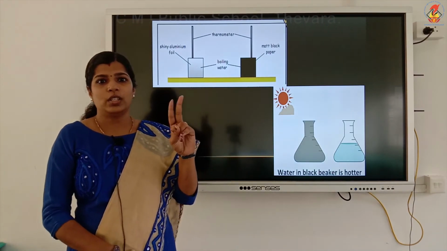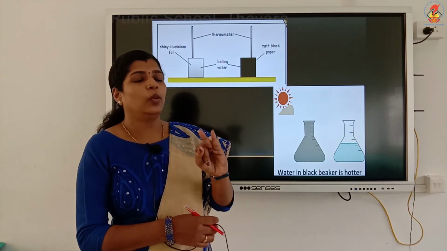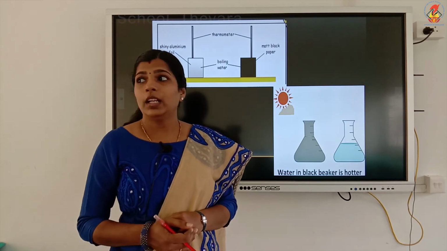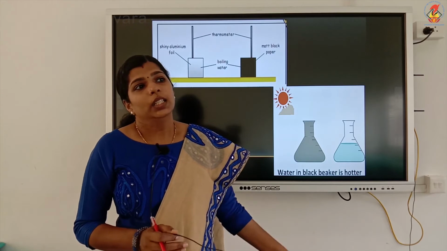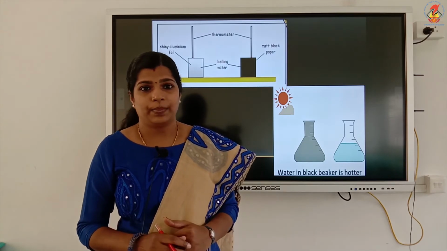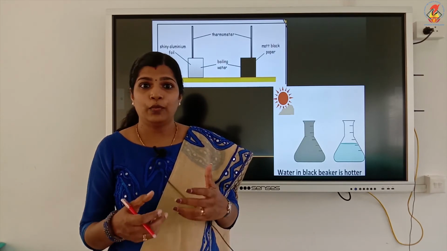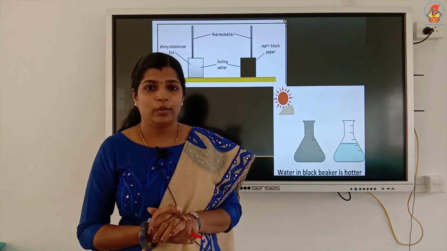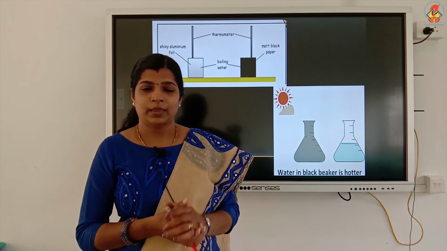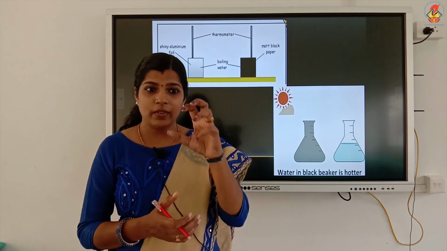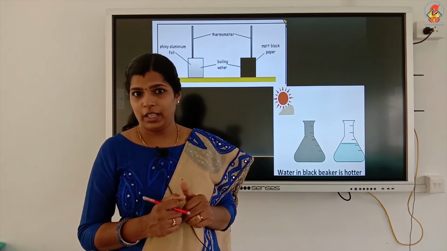Suppose two t-shirts are there, one white and one black. They are exposed to sunlight. Which one will feel warm when you touch it? Which one will be hot for us? The black t-shirt, because it will absorb more heat.